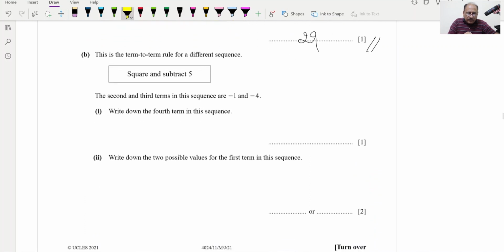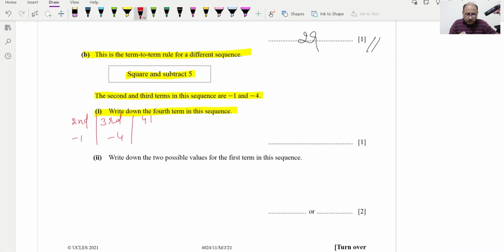B part, this is a term to term rule for a different sequence: square and subtract 5. The second and third terms of this sequence are minus 1 and minus 4. So write down the fourth term of the sequence. So second term, this is how we can understand. Second term is minus 1. Third term is minus 4.